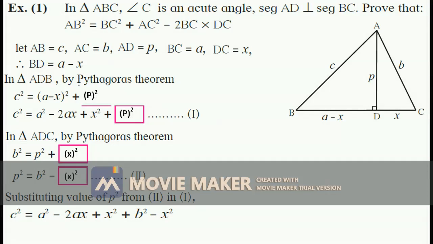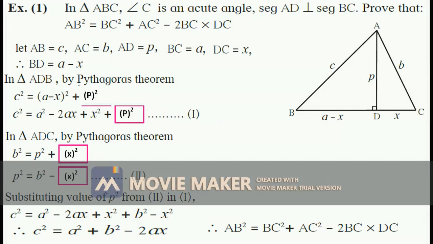Then we can write c square equals a square minus 2ax plus x square plus b square minus x square, where instead of p square we write b square minus x square, what we have in this equation. Now c square equals a square plus b square minus 2ax, because x square and minus x square will be cancelled out, as we can see here.